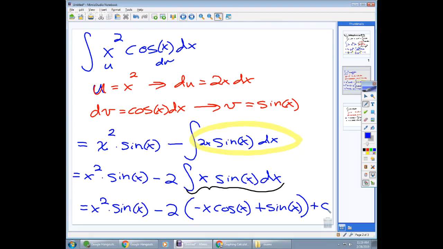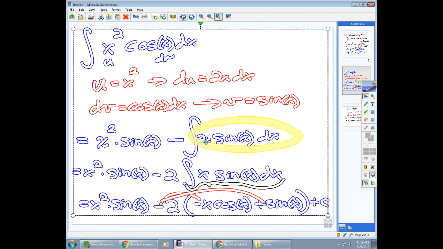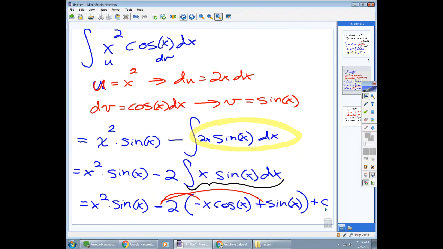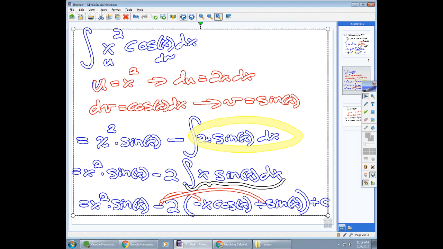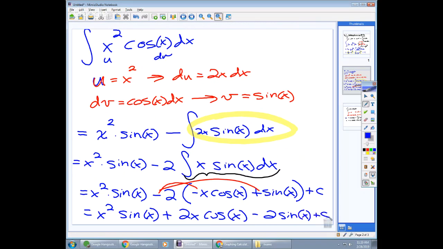Last step here would be to distribute that minus 2 into each part. So the final answer, just a little bit more room, is going to be x squared times the sine of x plus 2x times the cosine of x minus 2 times the sine of x plus c.